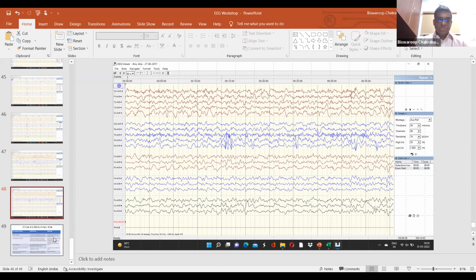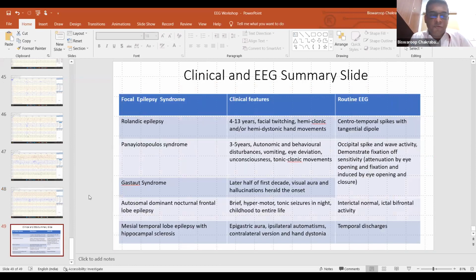So just moving on to the last summary slide for focal epilepsy, so that whatever I've shown you, you can just recollect it once. Rolandic epilepsy, clinical feature 4 to 13 years. You have facial and hand twitching and dystonic movements. You see the classical centrotemporal spikes with tangential dipole. So what do you see? You see upward deflection in centrotemporal electrodes, downward deflection in frontal electrodes, and that leads to a tangential dipole.